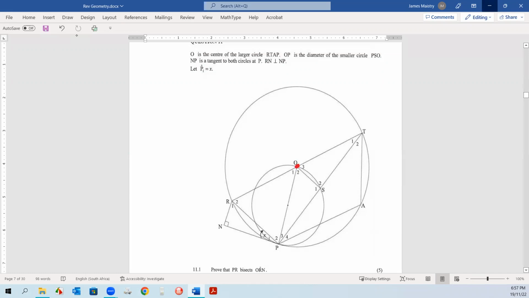Okay, so if that's the center of the big circle, it goes on to tell us QP is a diameter. I can't find QP. Am I missing something? Oh, sorry, it's saying OP. OP is a diameter of the smaller circle, which means immediately we can go and mark this angle here to be 90 degrees.